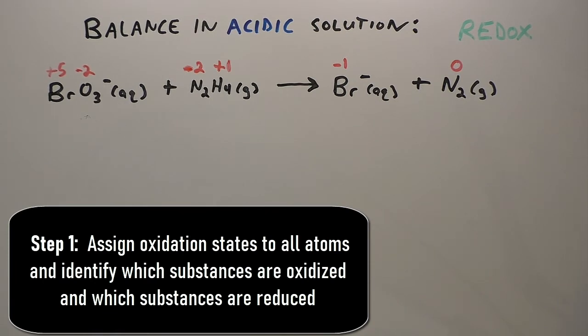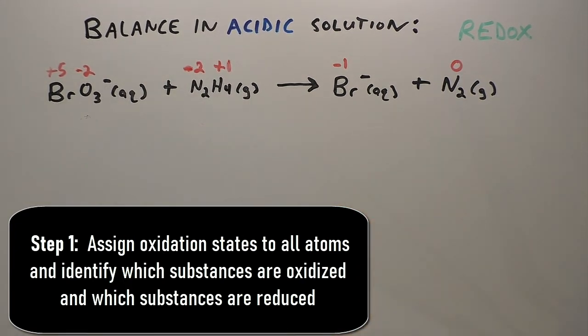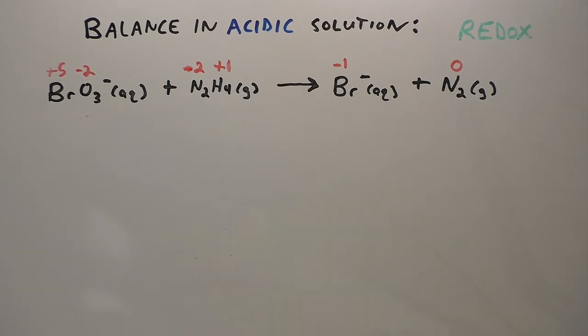Okay, I think it's been a second. Clearly the nitrogen is being oxidized because it's losing electrons, going from an oxidation state of -2 to an oxidation state of 0. And then bromine is sort of the inverse. It's going from an oxidation state of +5 to an oxidation state of -1, and so bromine is gaining electrons. Bromine is being reduced. So step 1 is complete. We've assigned oxidation states. We know what's being oxidized. We know what's being reduced.